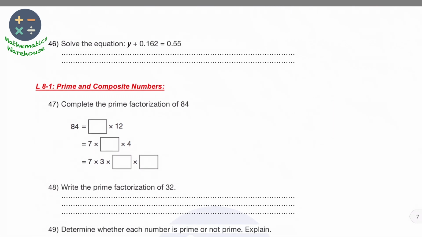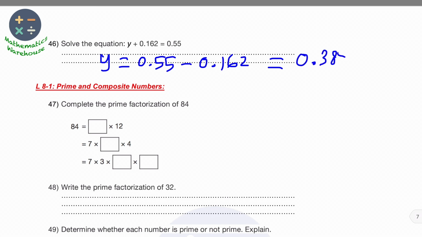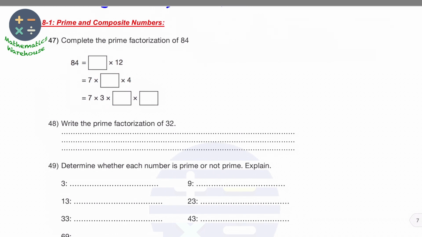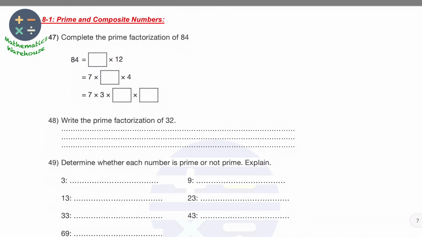Next question, solve the equation y plus 0.162 equals 0.55. We have to subtract 0.162 from both sides. So the answer is y equals 0.55 minus 0.162. Now subtract this. The answer is 0.388.